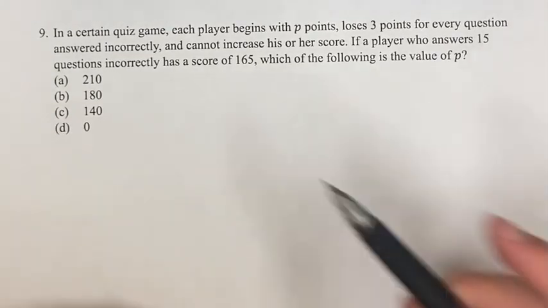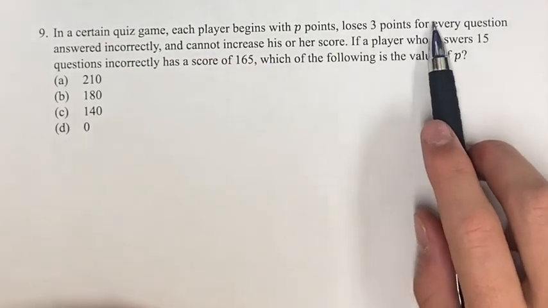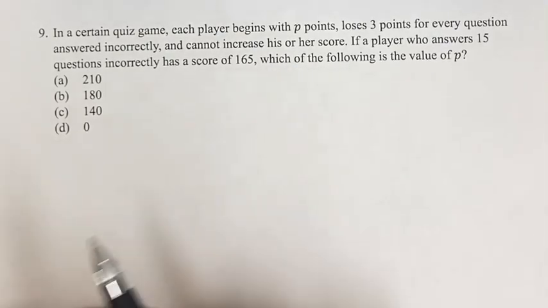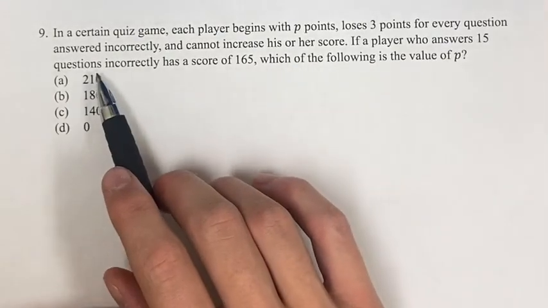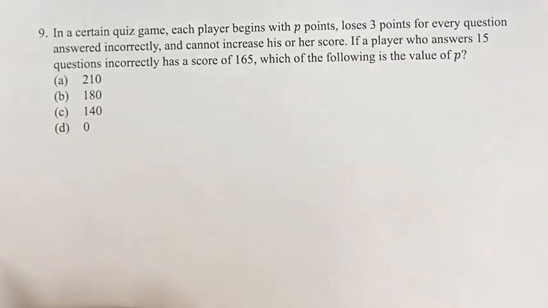In this problem, we're told in a certain quiz game, each player begins with P points and loses 3 points for every question answered incorrectly, and they cannot increase his or her score. So we're told a player who answers 15 questions incorrectly has a score of 165. We're asked which of the following is the value of P.